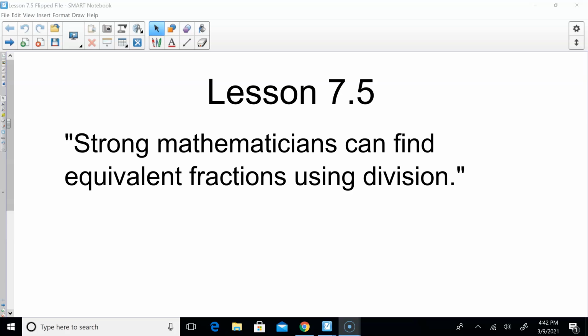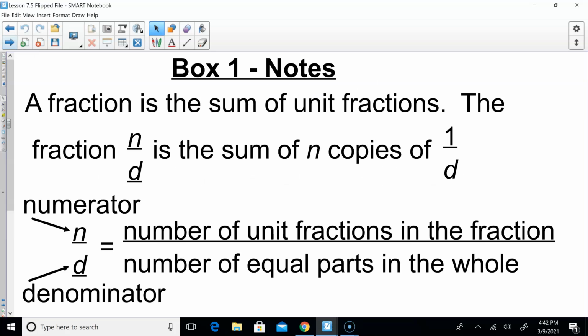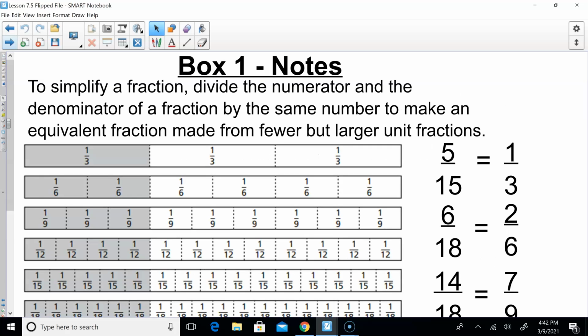Today, strong mathematicians can find equivalent fractions using division. Take out your notebook, your pencil, write down today's date, Lesson 7-5, and let's dive right in. As we talk about numerators and denominators, we'll be doing some things to those as well to find equivalent fractions. And we're going to get right into it.